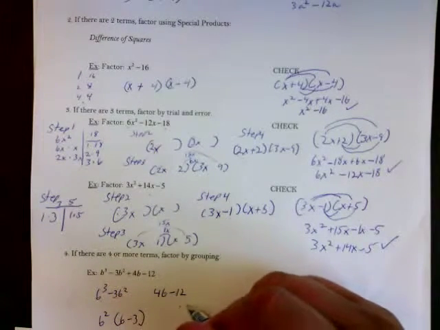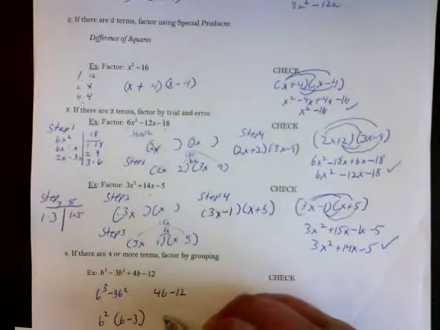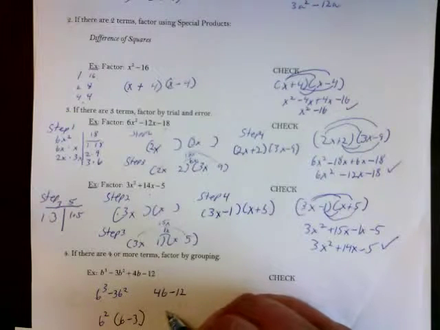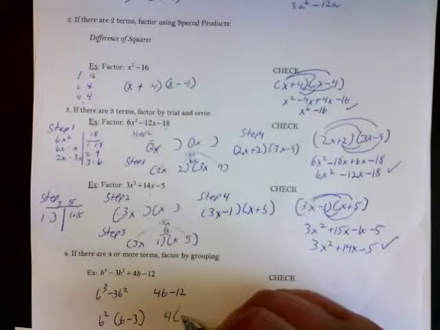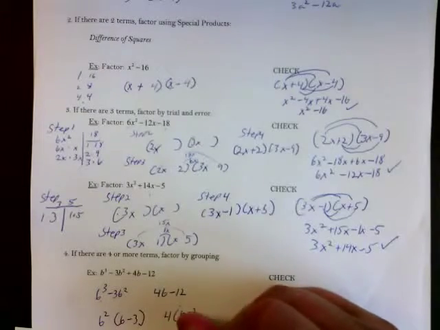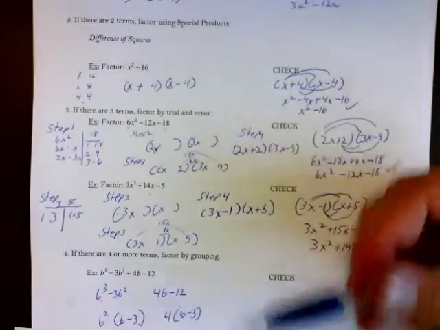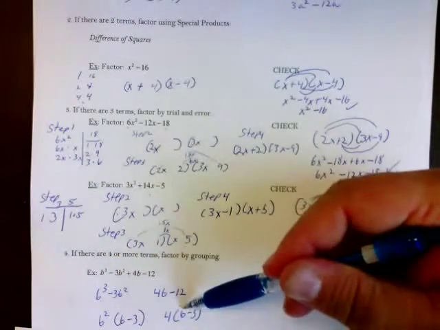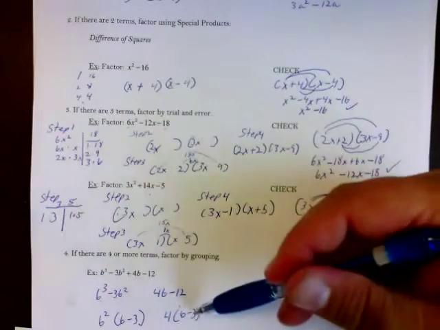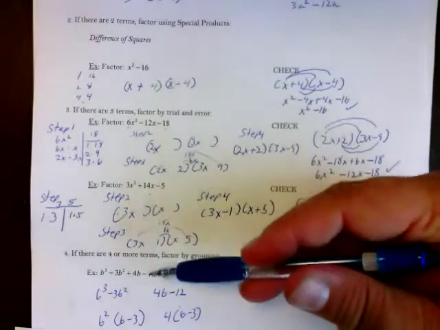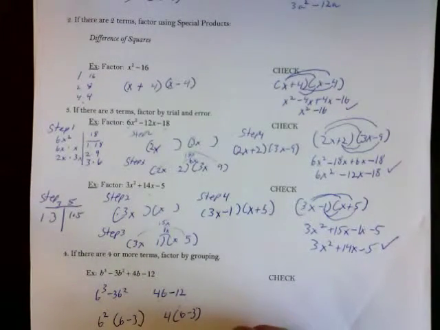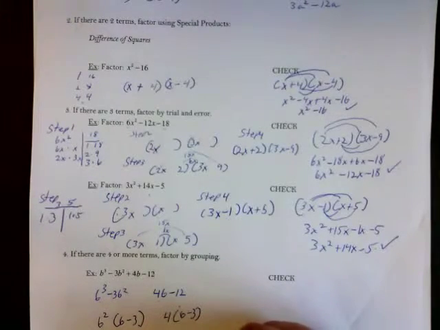Now with the second grouping, I can also pull out, in this case, the 4, and that's going to leave me with 4 times (b minus 3). Now one of the things that you'll see is that we have a common term, the b minus 3's. What that's telling us is that from this original problem we could pull out a b minus 3. So that becomes one of our final groups.